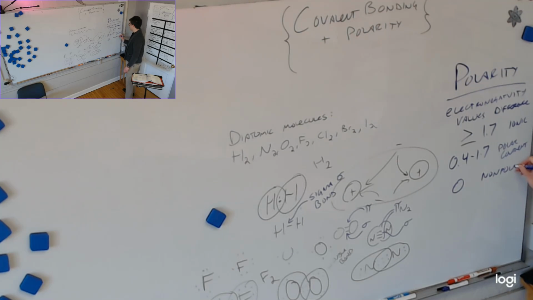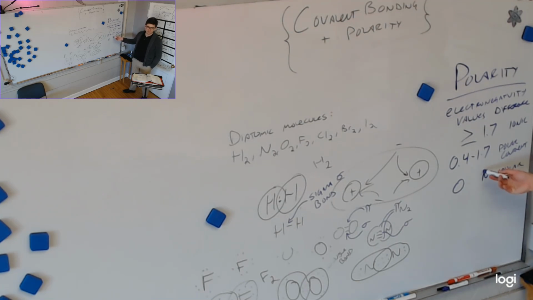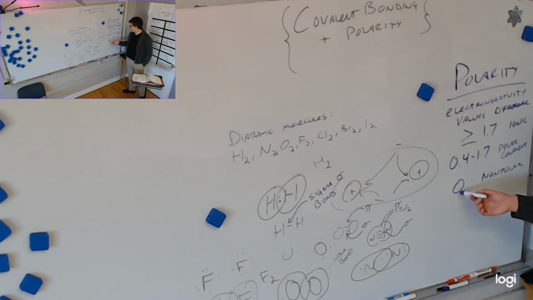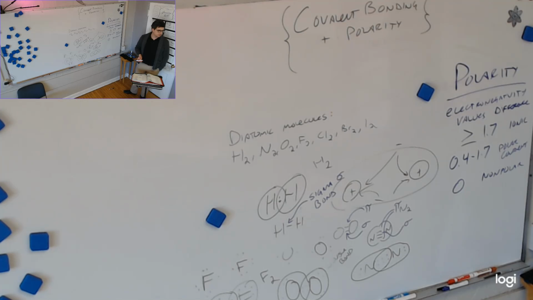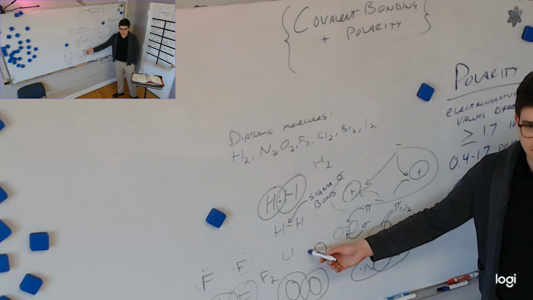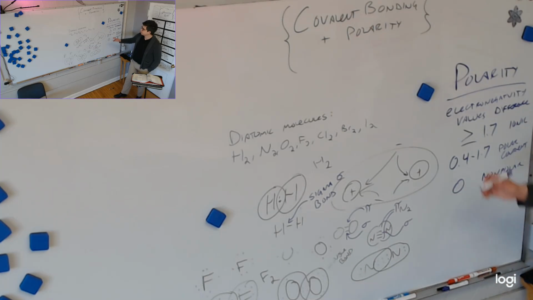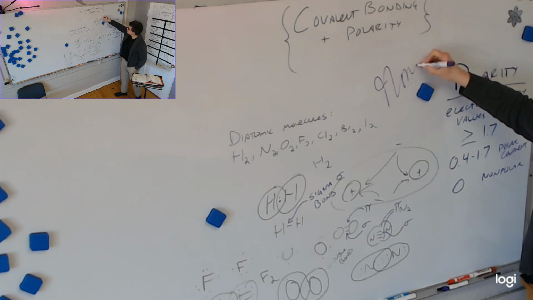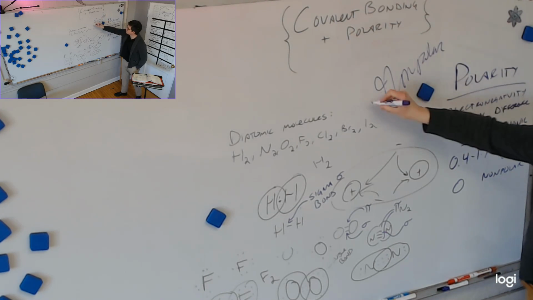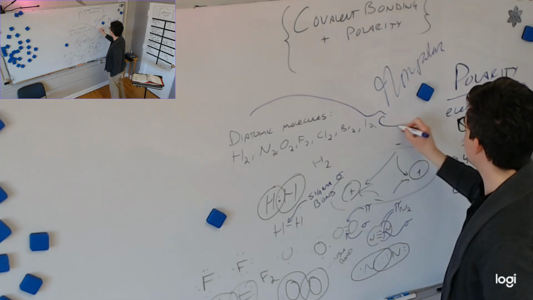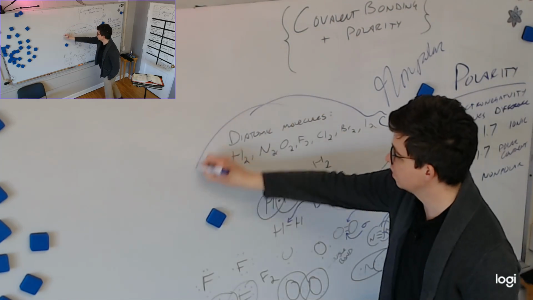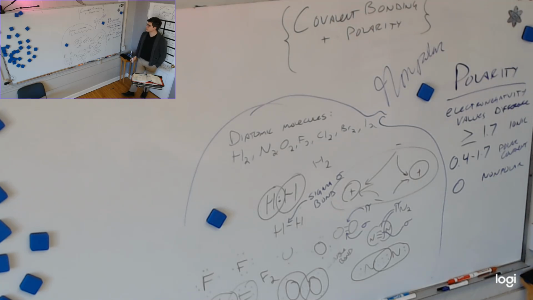No difference. How do we ever get no difference here? Your book uses 0 to 0.4 as mostly covalent, but that's technically polar. Anyway, what does it mean if they have no difference in electronegativity values? It's the same atom. So all these diatomic ones that we just did are non-polar, which means that they don't have magnetic or electromagnetic poles. All the diatomic molecules are non-polar.